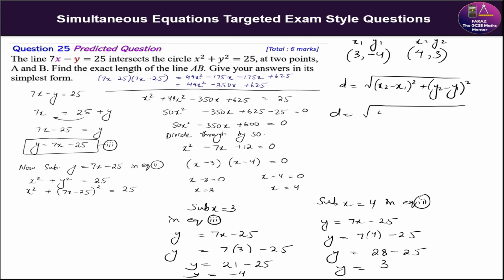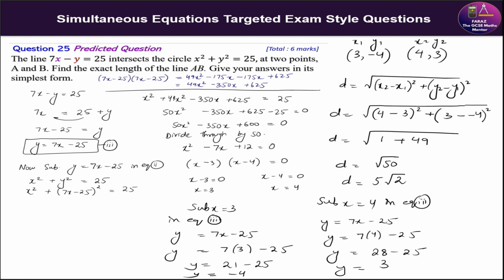So x2 is 4, minus x1 is 3, whole square, plus y2 is 3, minus y1 is again -4, whole square. This will give us 4 minus 3 is 1, 1 square is 1, and 3 plus 4 is 7, 7 square is 49. So d equals the square root of 1 plus 49, that is the square root of 50. And the square root of 50 you can write as 5 square root 2.